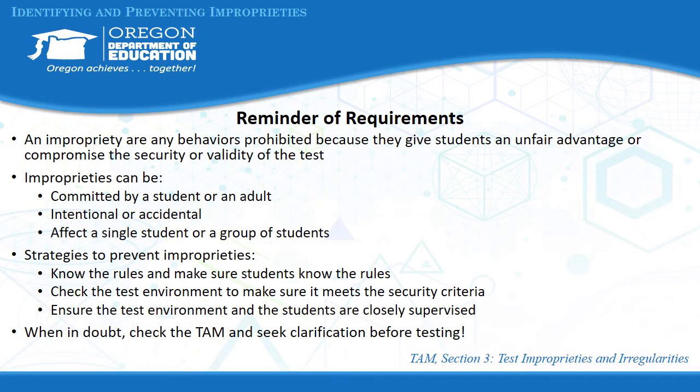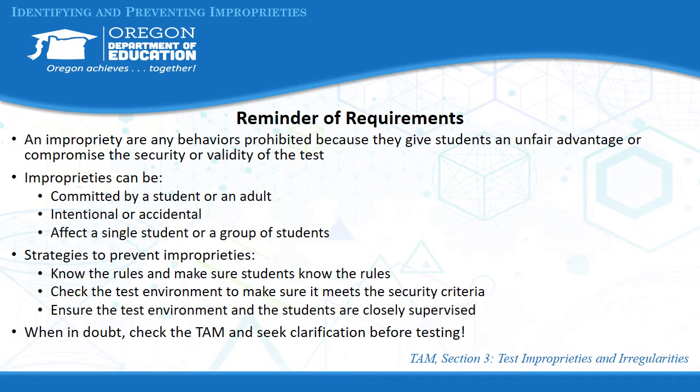Preventing adult versus student-initiated improprieties may call for different strategies, but the following rules of thumb can go a long way to preventing any or many improprieties. It is also important to note that historically, more improprieties are adult-initiated, underscoring the importance of having preventative protocols and procedures in place. First, ensure all students and adults are aware of testing environment rules and expectations before testing begins. This can help to prevent many accidental improprieties by both students and adults.